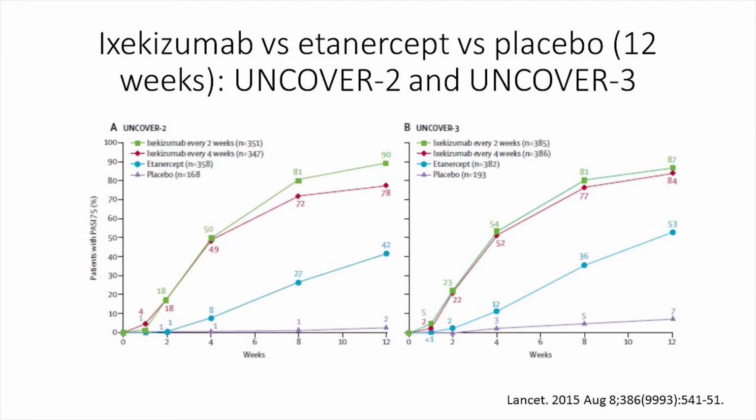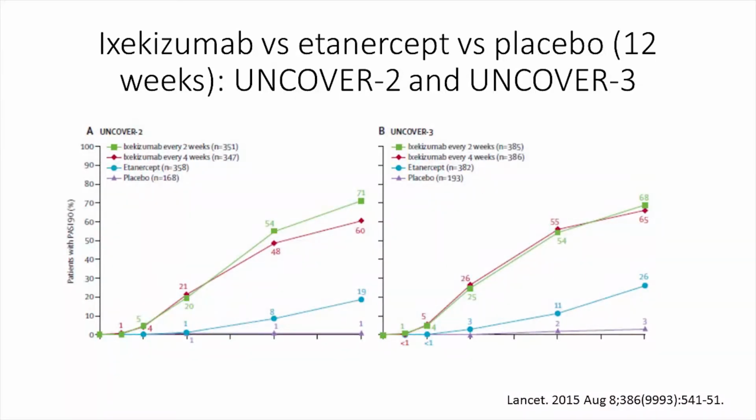Again, looking at the data, these are PASI 75 responses at 4 weeks, we can see how much faster a response we get than we do with etanercept. And then this is looking at PASI 90 responses. Again, significantly better, similar with the 2 dosing regimens, and significantly higher than what we saw with etanercept.